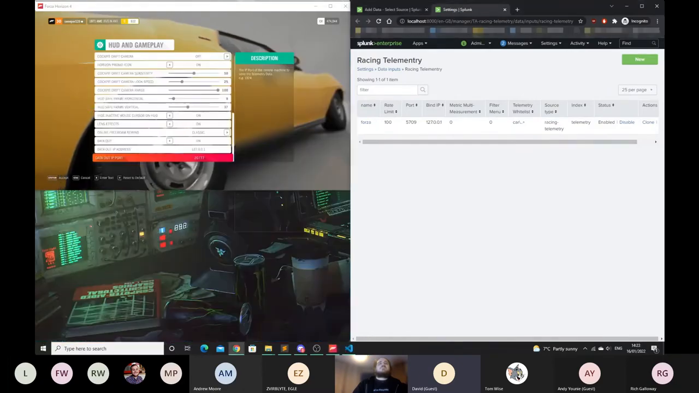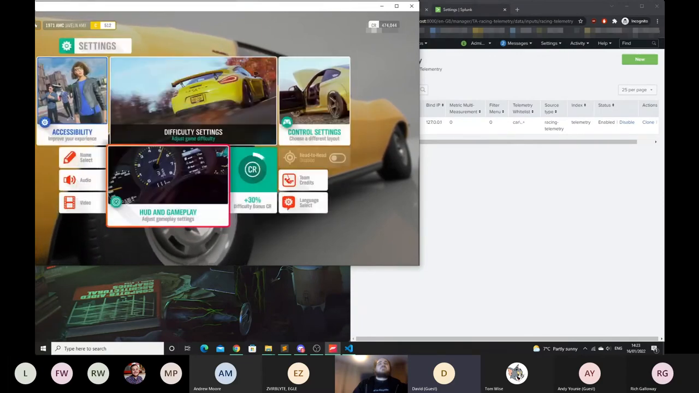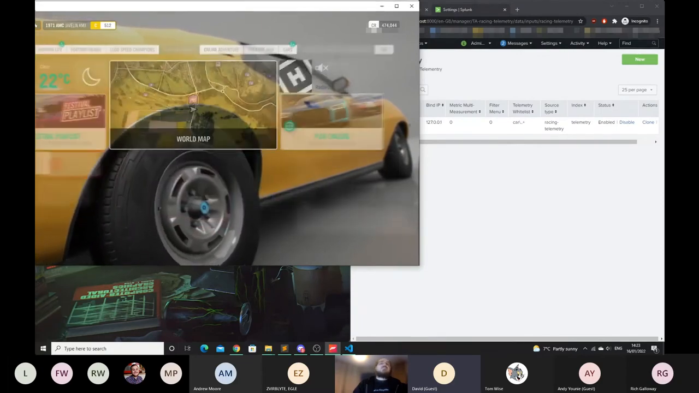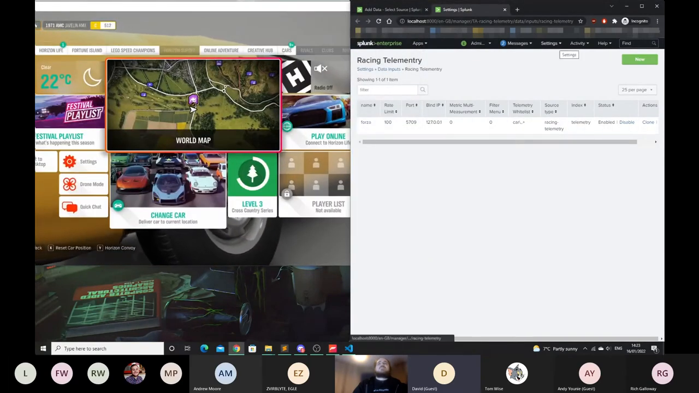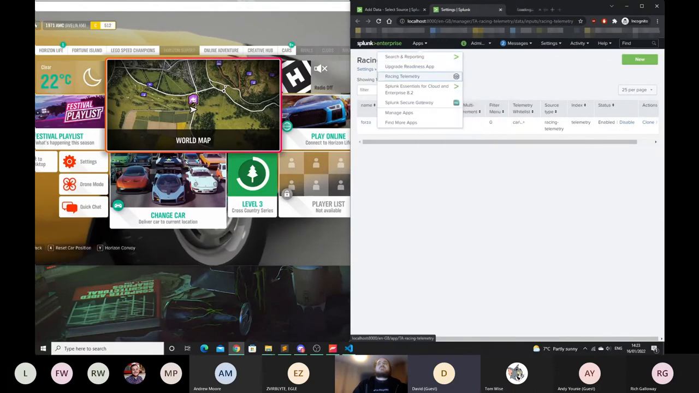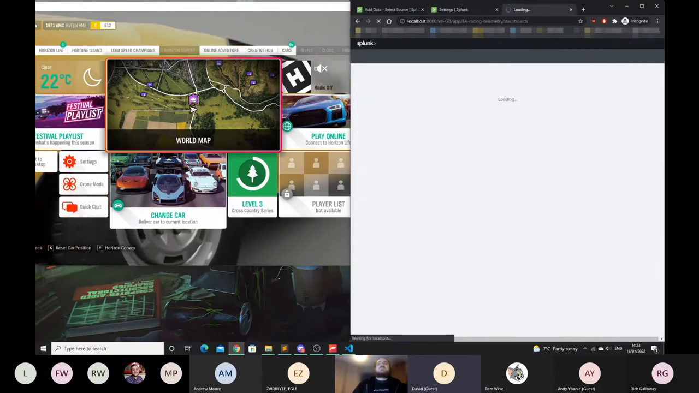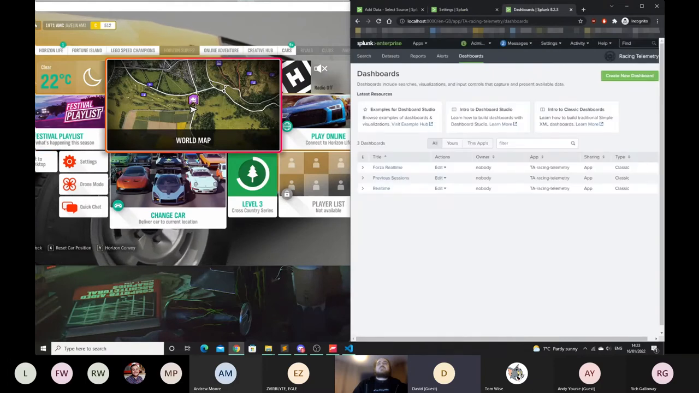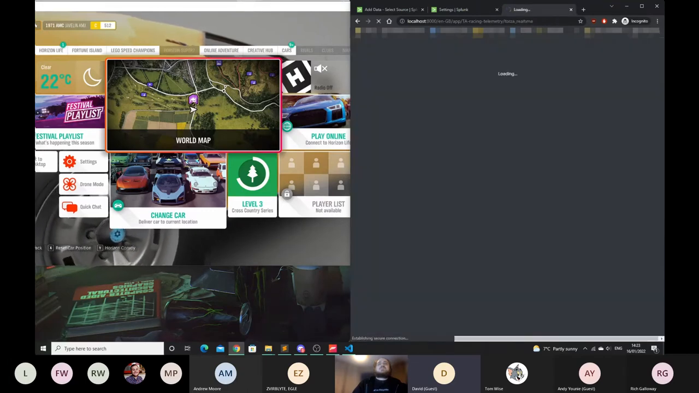So now, since we've got UDP out, going into the input, we can drive about. If I open up the dashboards, in the app itself, it's got a number of dashboards. I'm just going to click Forza Real Time.